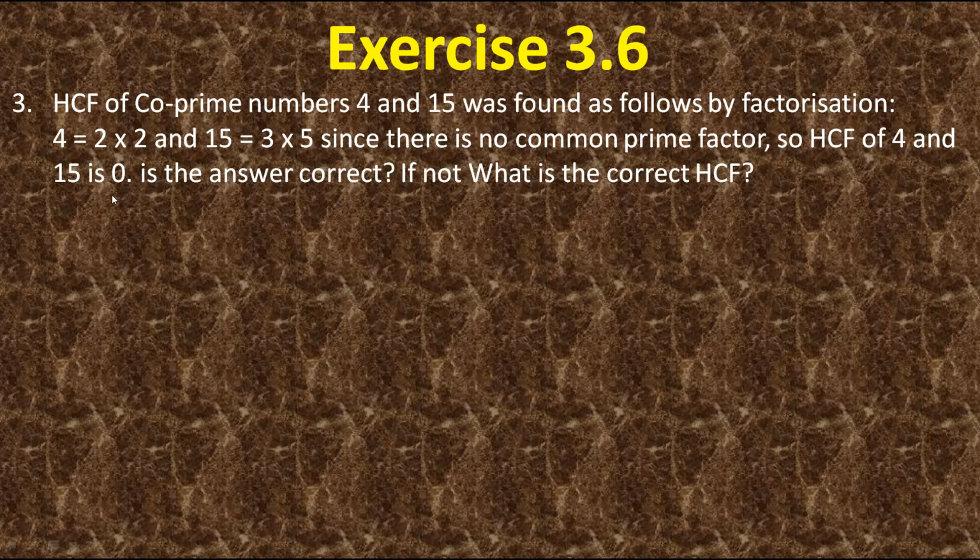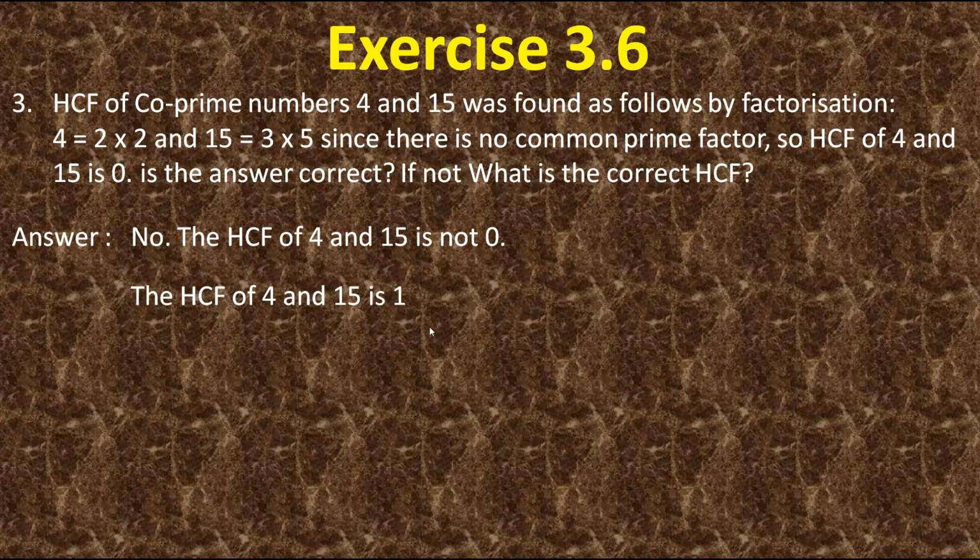No, just now I told you that if we don't get any common factor, then what we have to write? We have to write 1, not 0. Is the answer correct? No, the HCF of 4 and 15 is not 0. The answer is not correct. If not, what is the correct HCF? The correct HCF is 1.